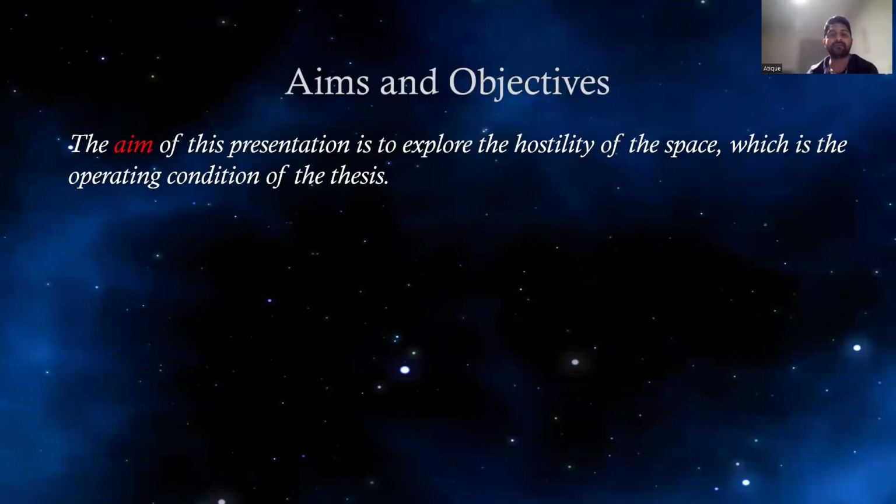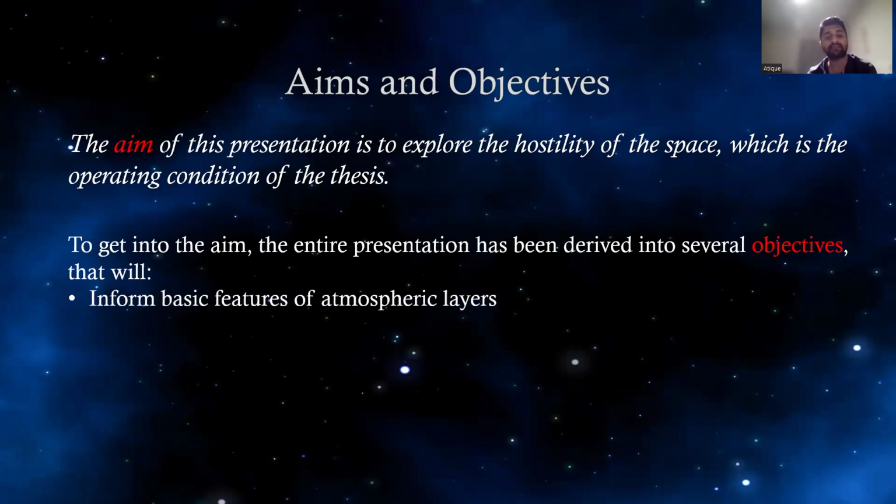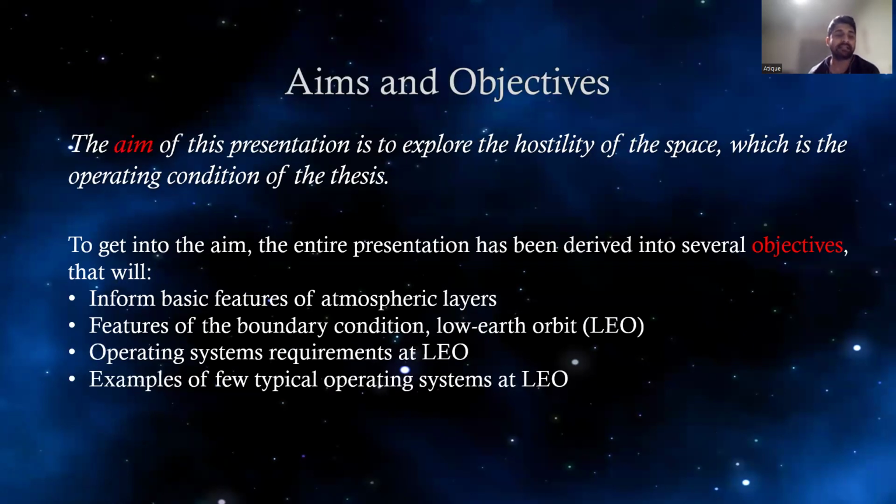The aim of this particular presentation is to explore the hostility of space, which is the operating condition of my thesis. To get to the aim, the presentation has been divided into several objectives that will inform the basic features of atmospheric layers, followed by features of the boundary condition, low Earth orbit, operating system requirements at low Earth orbit, and finally, some examples of typical operating systems at LEO.